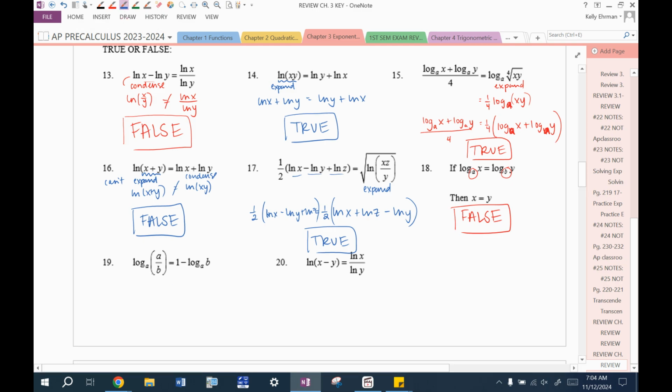All right, what about this one? Let's expand. The log base a of a minus the log base a of b. Is that equal to 1 minus log base a of b? So where did that 1 come from? Remember here, a to what power equals a? That does simplify to 1. So yes, this is true.